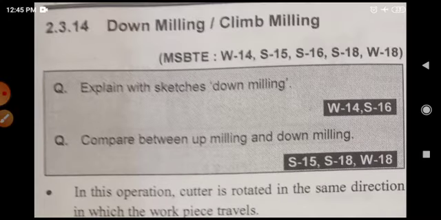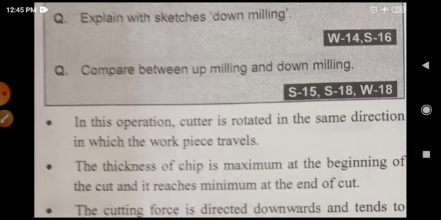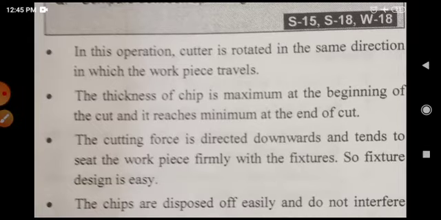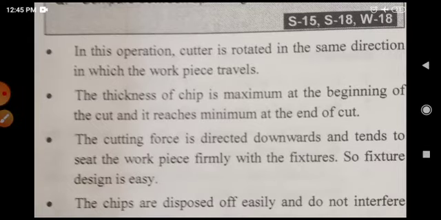Now down milling. We have discussed up milling, so let's see what down milling is. The operation is also shown on the right side. In this operation, the cutter is rotated in the same direction in which the workpiece is fed. The thickness of the chip is maximum at the beginning of the cut and reaches the minimum at the end of the cut.